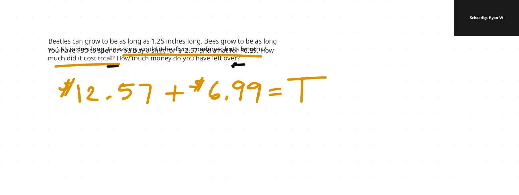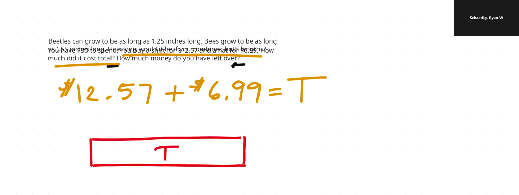So in this case, I did go with my equation right away because that's what that first part is asking me to do. It's asking me to take $12.57 and $6.99 and put them together. So that's addition, and there's my equation. Now I can easily turn this into a model because if you remember, we would have what is known as the total, that T I'm looking for. And then I have 2 parts.